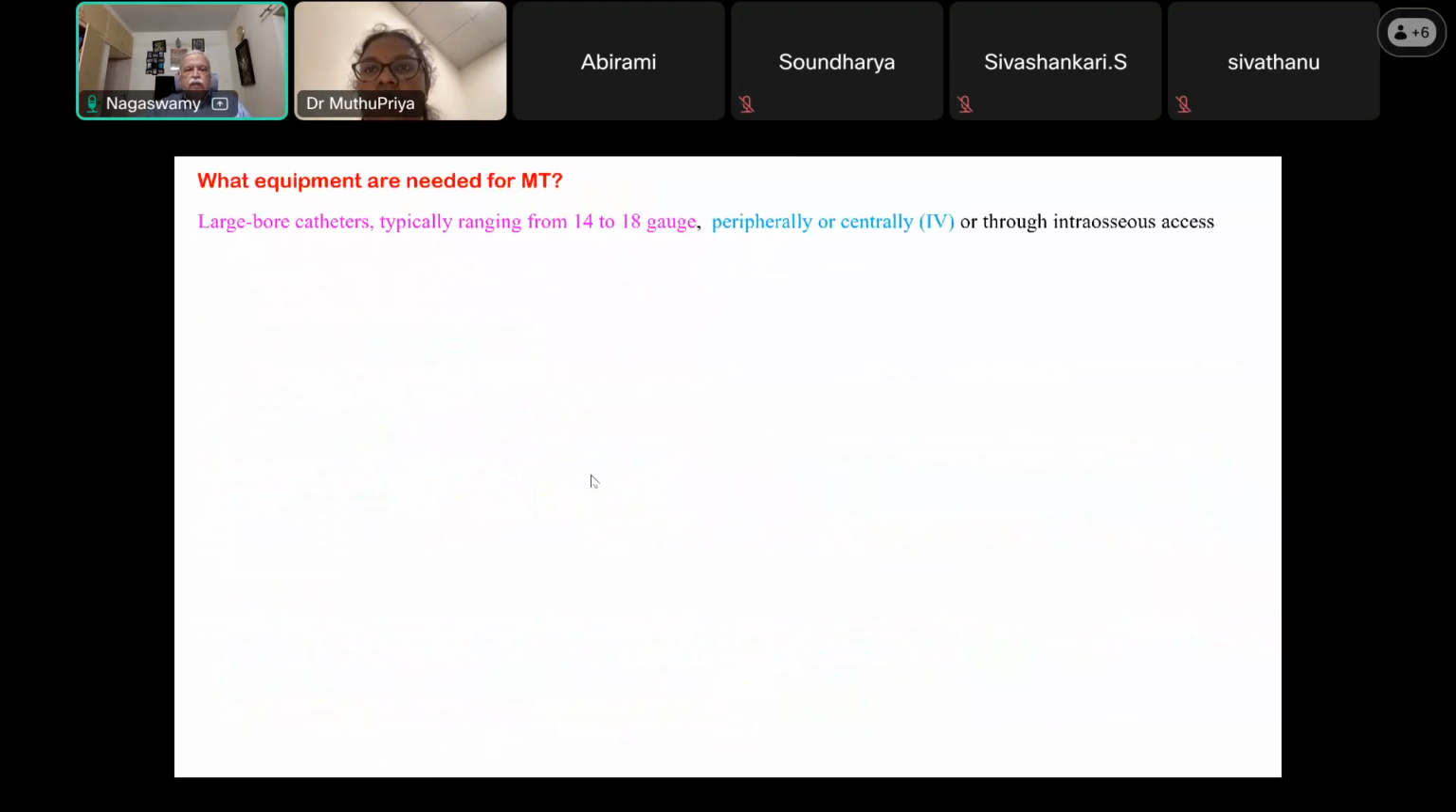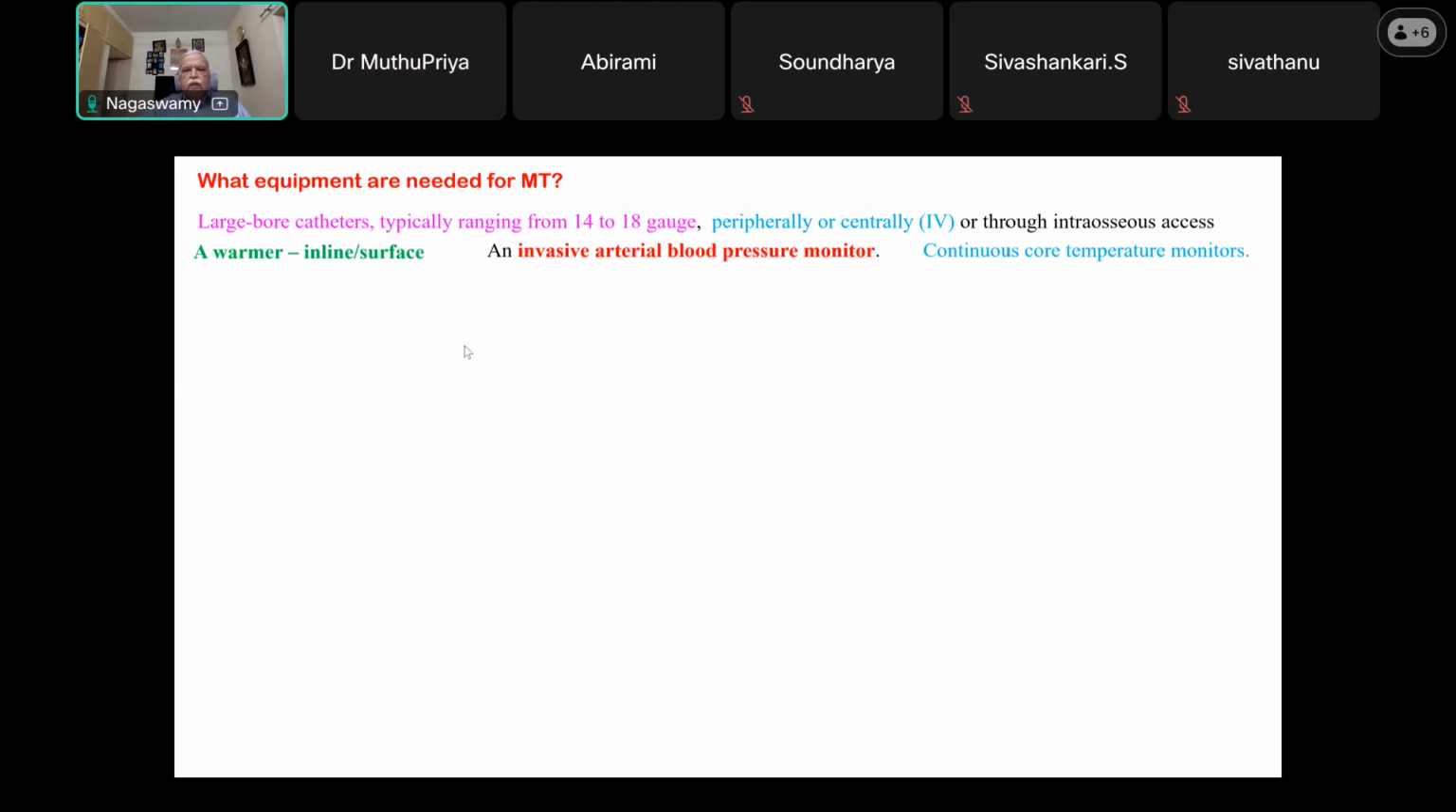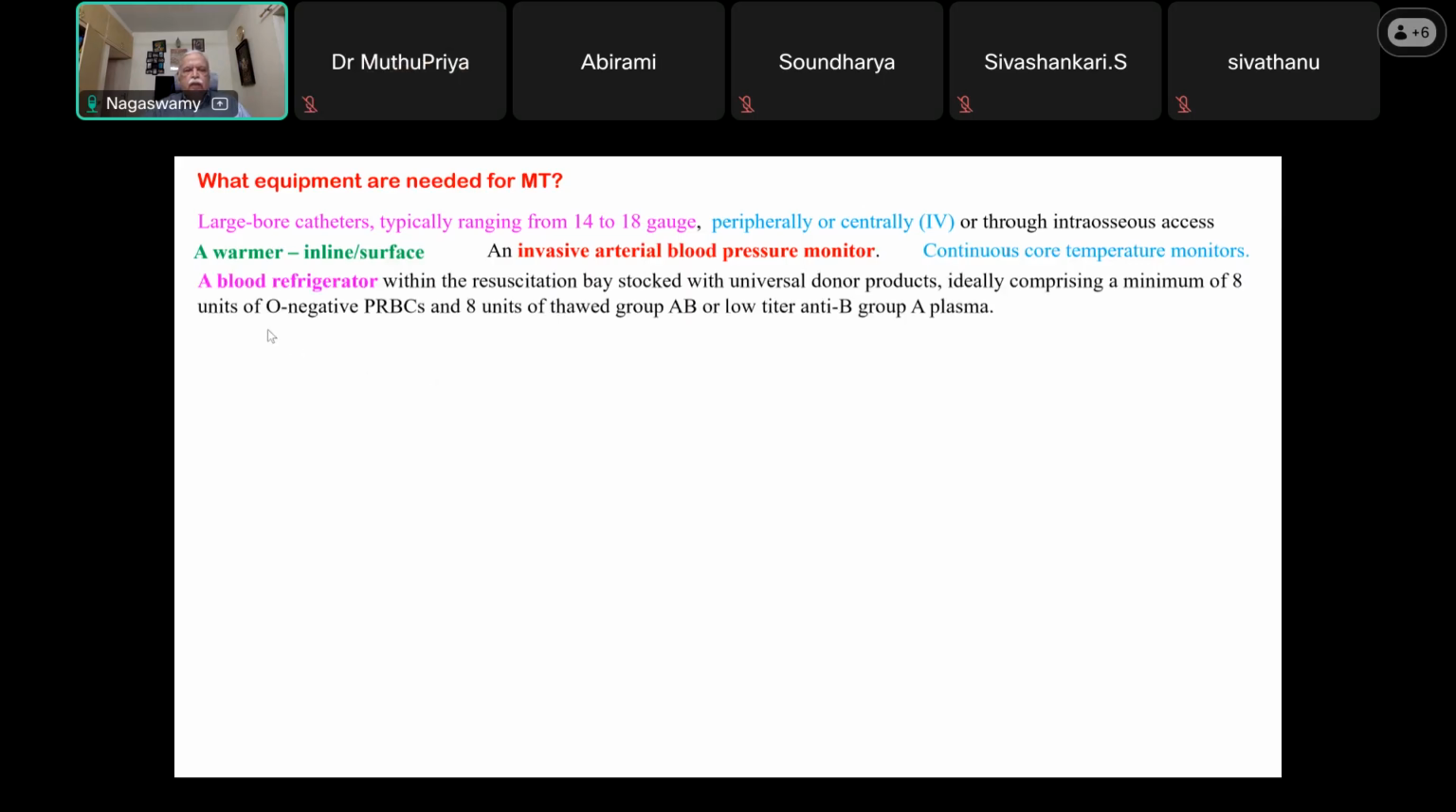What equipment is needed for MT? That is the large bore catheter, typically 14 gauge, which can be inserted peripherally or centrally or intraosseous. The warmer, which should be inline, and surface warmers or body warmers are also needed. Invasive arterial pressure monitoring, continuous core temperature monitoring, and there is a blood refrigerator within the resuscitation bay, which should be stocked with universal donor product. They may have O negative PRBCs, 8 units of cryo, group AB or low titer A and B plasmas also will be available.